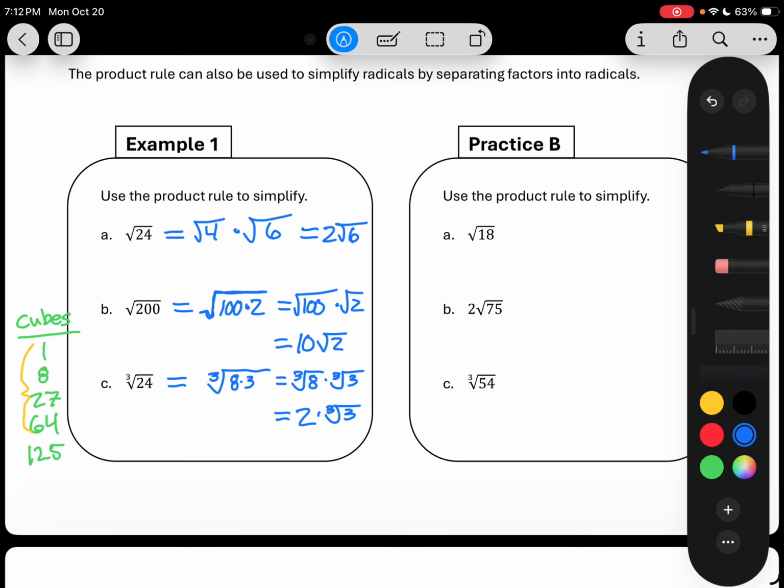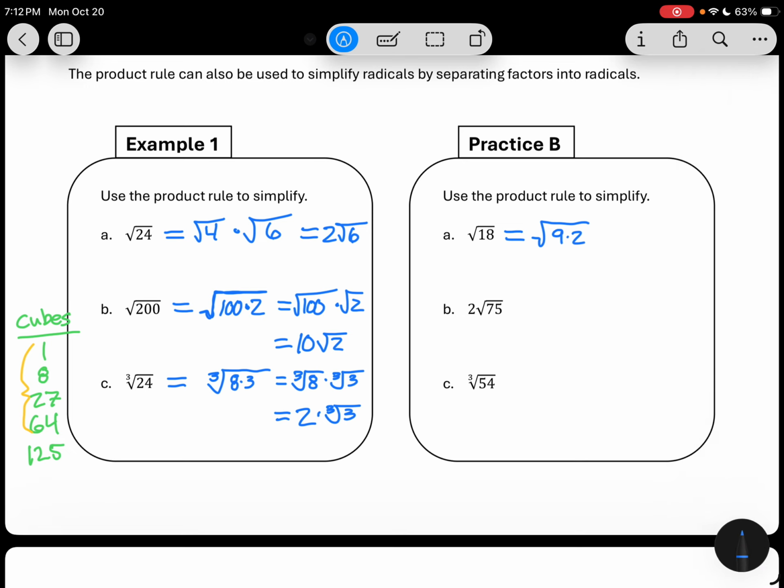So go ahead and pause the video and see if you can do practice B. Okay, so let's take a look at practice B. The factor of 18 that is a perfect square is 9. So we can say 9 times 2. And then that would be the square root of 9 times the square root of 2. And then that would be 3 times the square root of 2. And that's what your calculator should give as well.